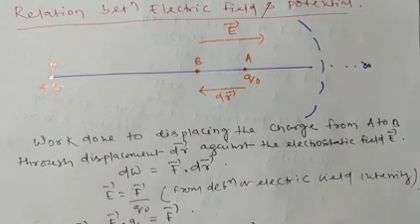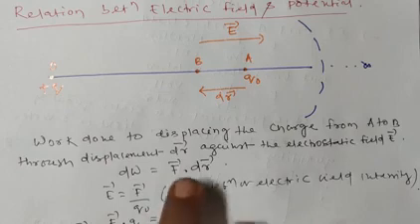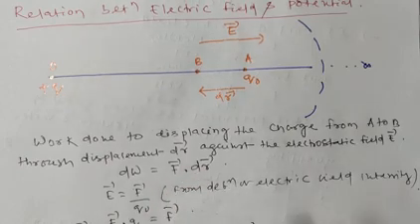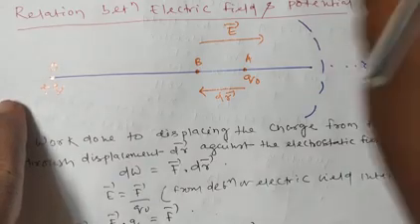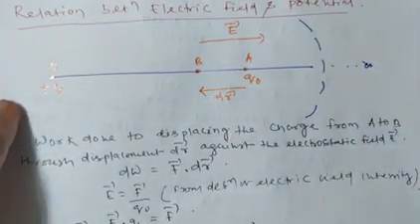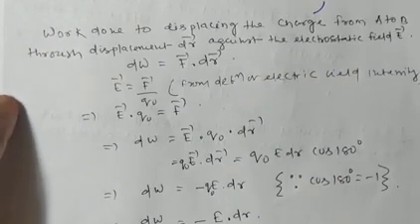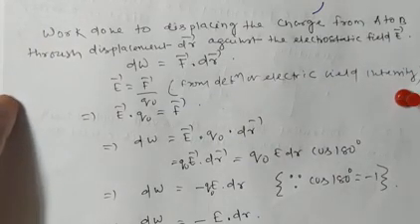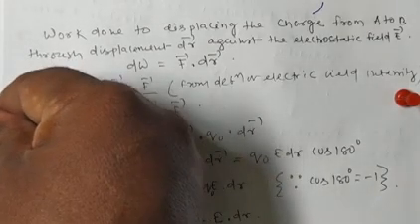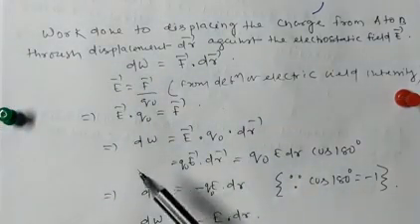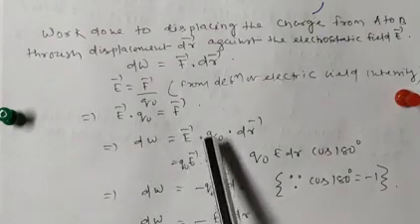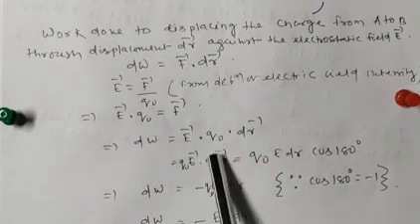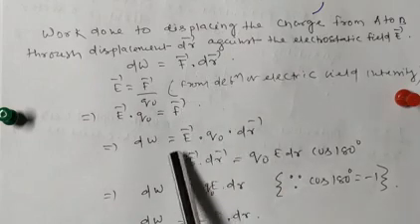Now cross multiply: E vector times Q equal to F vector. Use this value in the equation for dW, just a minute, use this value in this equation: E vector dot Q dr. In place of F we are putting this value.